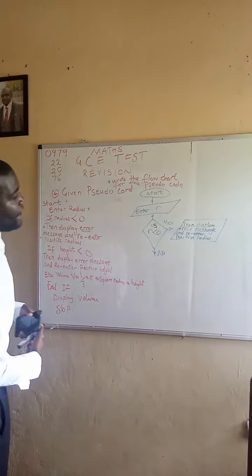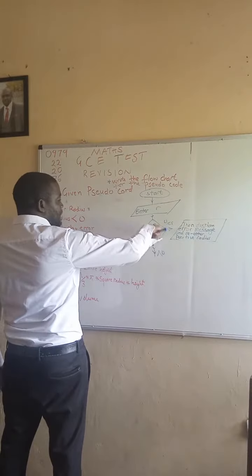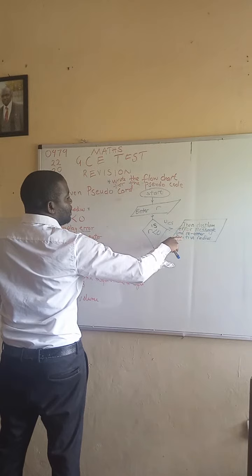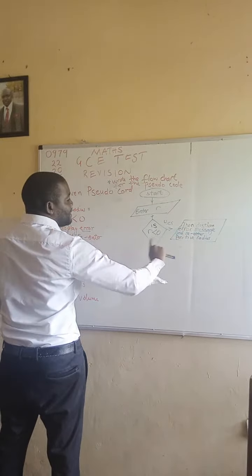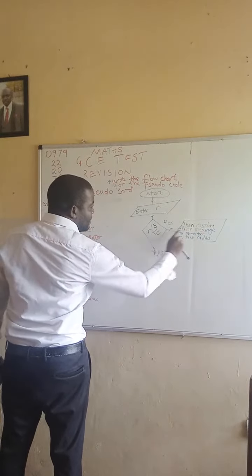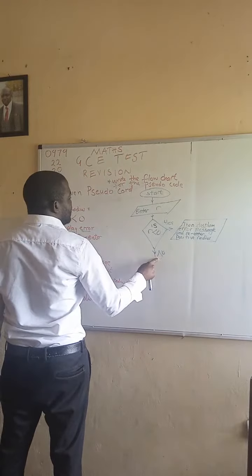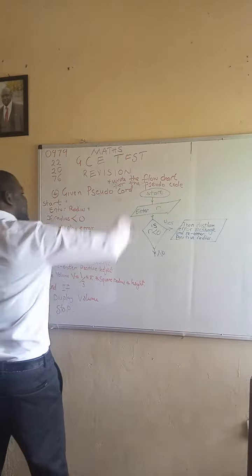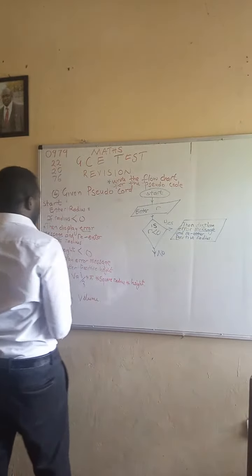Once there is an error message, it means the down arrow will have a no. If it was just retype positive radius, but there is nothing like error, this word error is not there, then here down would be yes. But because of error, down it's no. Whenever there is error, it means down is no.